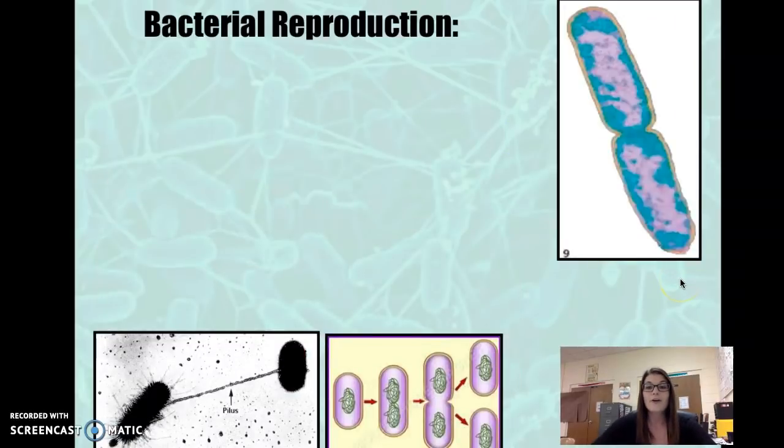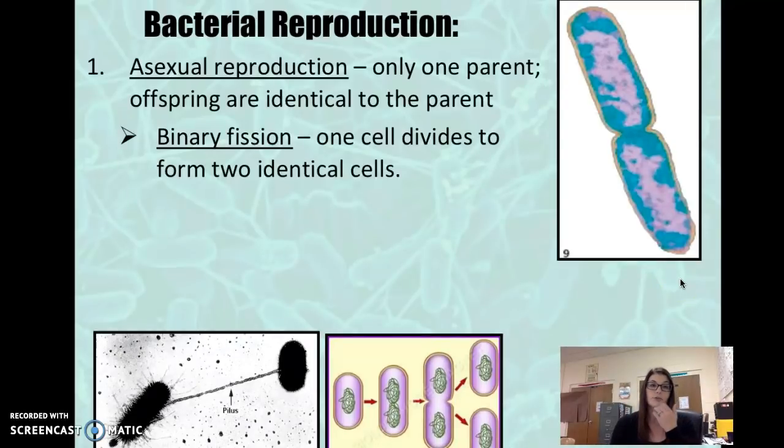All right, so how do bacteria reproduce? How do we make more bacteria? Bacteria actually reproduce in more than one way. The first is asexually, which means there's only one parent. The offspring, or the cells that come from the original cell, are identical to the parent. So they're like little mini clones. They are exactly the same.